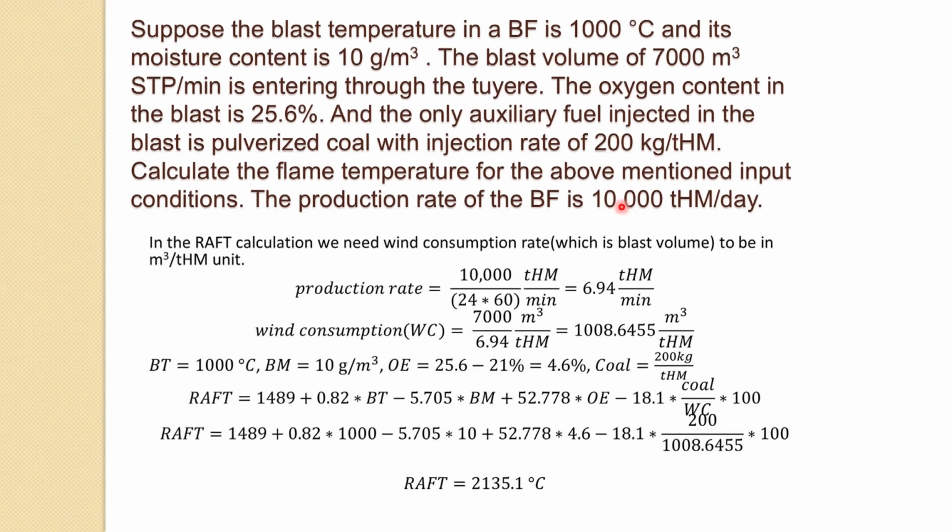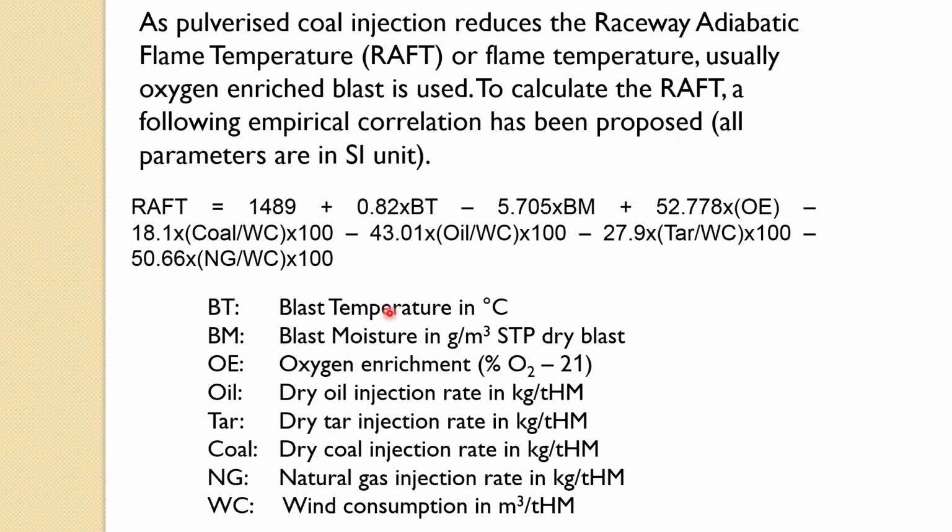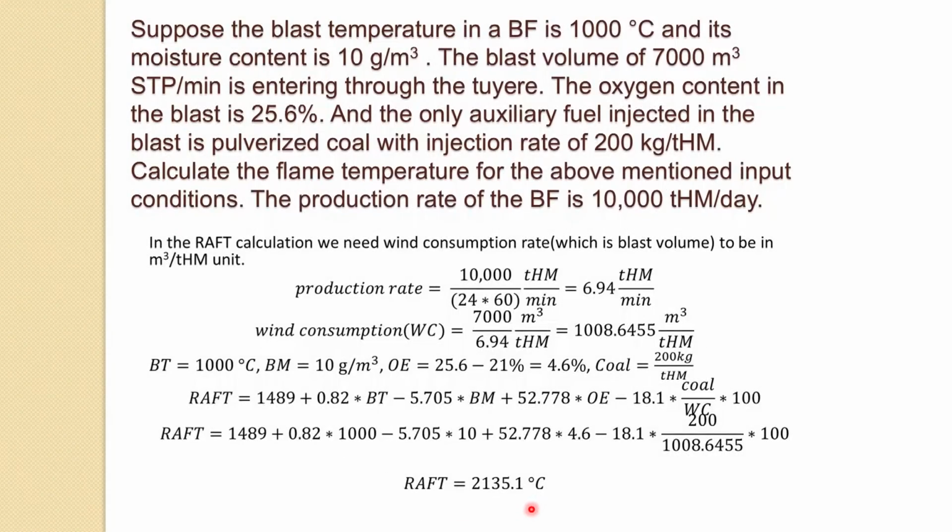So, really we need wind. If you look at the formula, we have to use this one because we are using pulverized coal, blast moisture, blast temperature, oxygen enrichment, but other things are not coming into the picture. But we also need the wind consumption, in meter cube per ton of hot metal, and it is not given directly as such; the blast volume is given. So, we have to calculate that from the production rate and the blast volume.